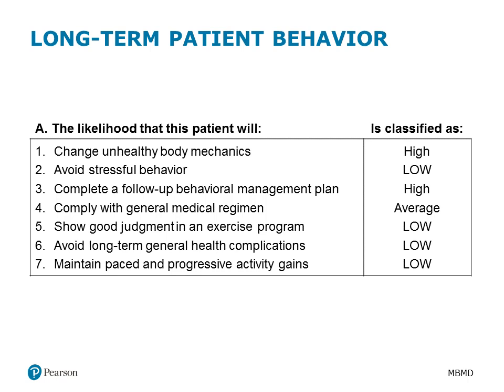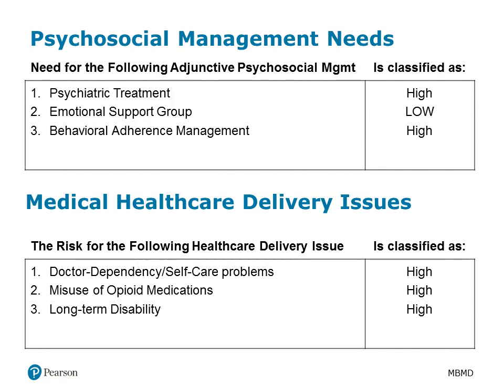A long-term patient behavior section offers predictions based on the test profile that the patient will be more or less likely to engage in optimal post-treatment behaviors and experience good progress. The next section after this, not pictured here, will provide predictions about long-term gains and challenges likely to be experienced in areas such as long-term quality of life and psychosocial functioning. 2 final sections of this report focus on, first, psychosocial management needs. The MBMD scores are used as a basis for statements about the patient's apparent need or benefits to be derived from adjunctive psychosocial interventions, such as psychiatric treatment, emotional support group, or behavioral adherence management.